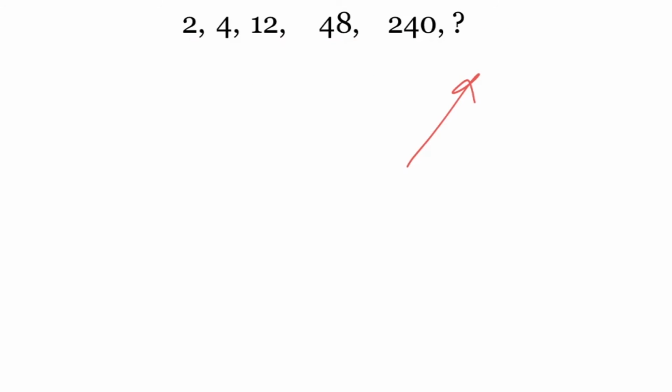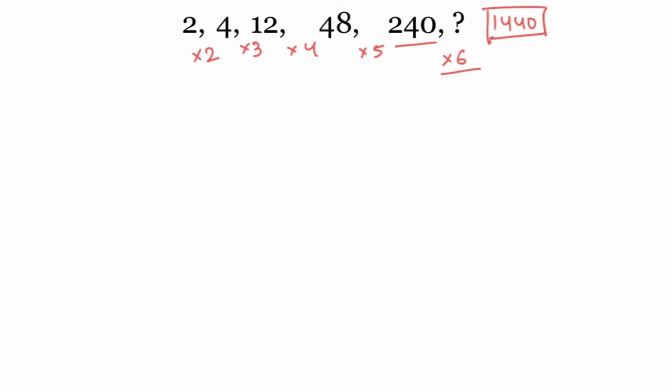I mean, first term is 2, second term is 4. 2 into 2 is 4. 4 into 3 is 12. 12 into 4 is 48. 48 into 5 is 240. So missing term is 240 into 6. What is 240 into 6? 1440. This is missing term. Answer is 1440.